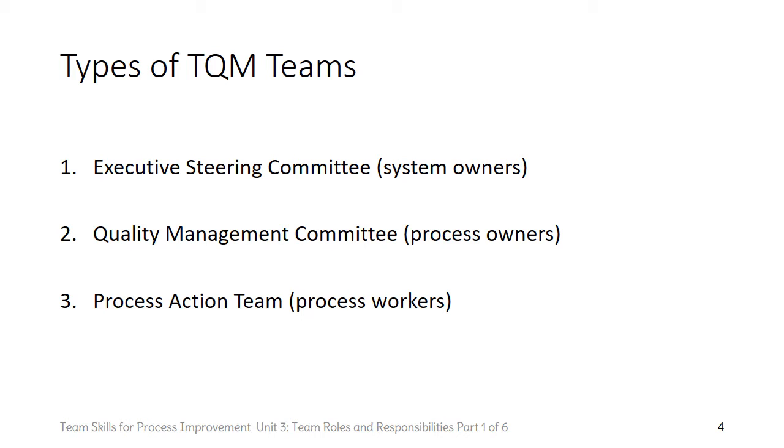1. Executive Steering Committee or System Owners. They are the team of guiding members of an organization who comprise the highest level quality improvement team in the organization. 2. Quality Management Committee or Process Owners. They are a cross-functional team composed of managers, usually of the same organizational level, who are jointly responsible for a process, system, product, or service.